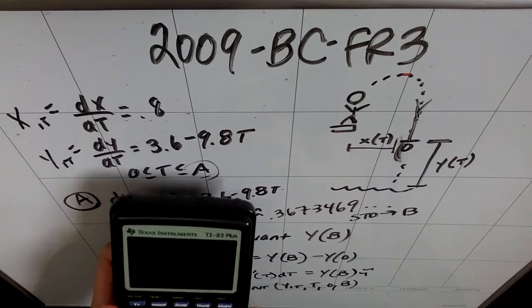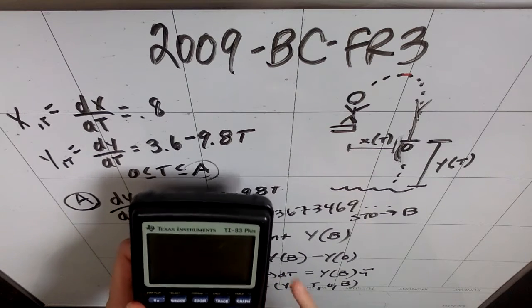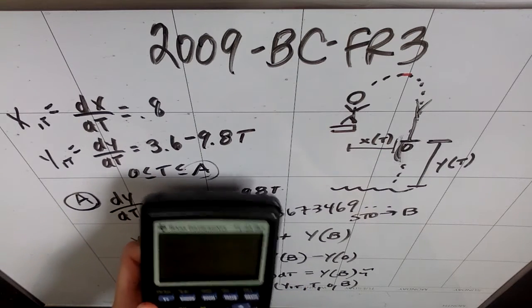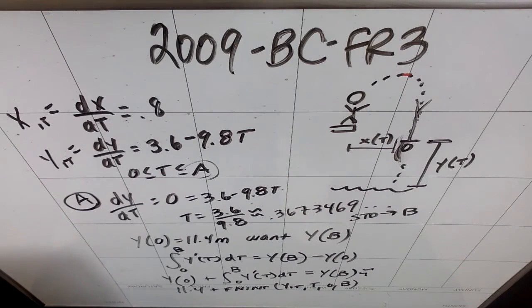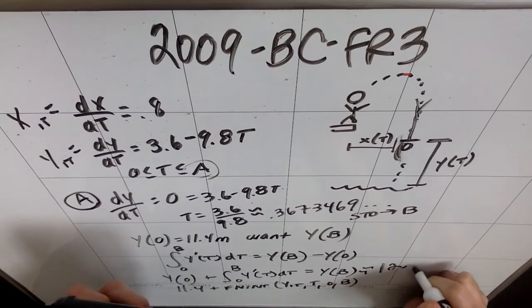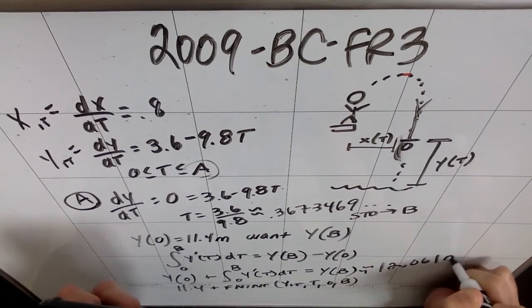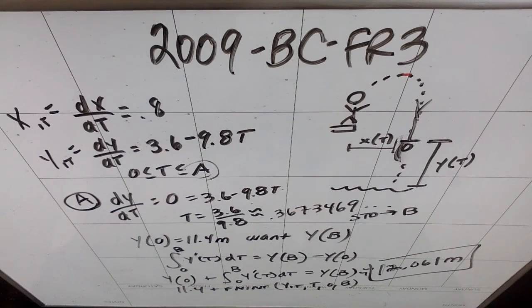So I'm going to hit math 9 for my function integrate, Vars over to Y-Vars, pick parametric. I want y1(t), comma, with respect to t from 0 to b. And I'm going to hit enter, and I should get that that's 12.061 meters. So that's how high she gets, which is pretty high up, so good for her.